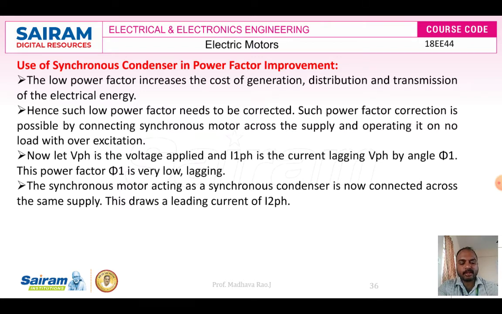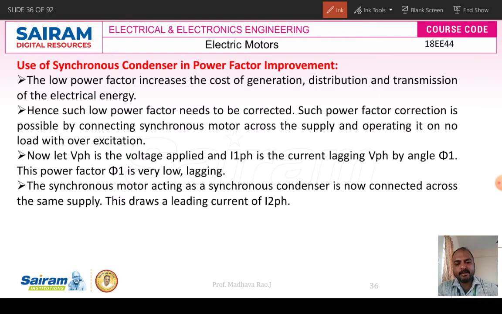due to the low power factor in the power system, the cost of generation, cost of distribution and cost of transmission of electrical energy increase. The cost increases since the power formula is P = VI cos phi. Here P is the true power, V is the supply voltage, I is the current, and cos phi is the power factor. If the power factor decreases, the power will decrease.